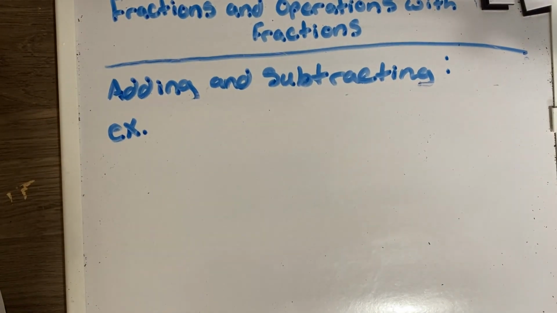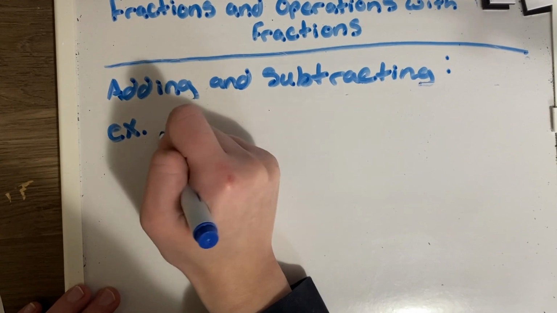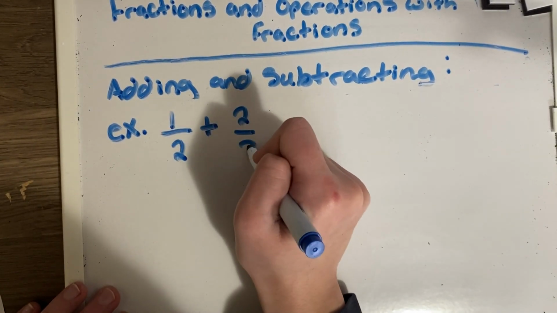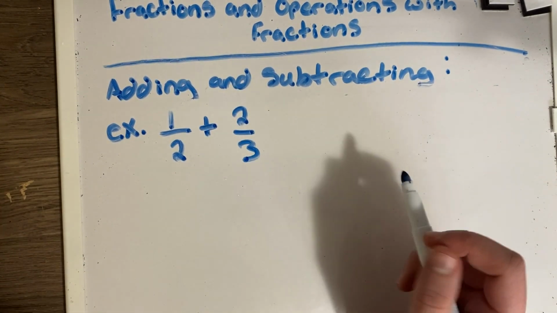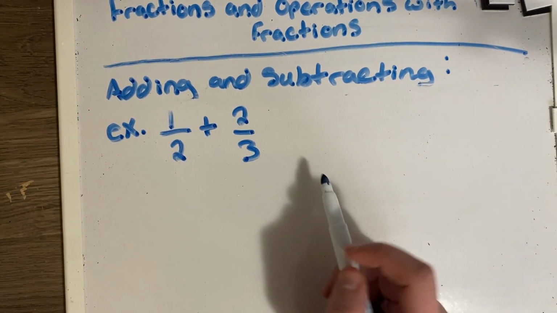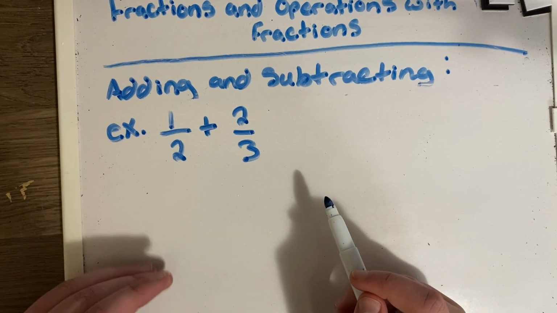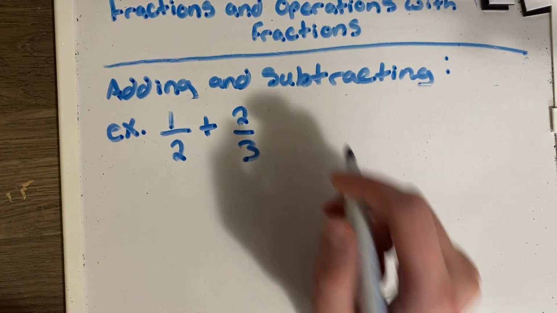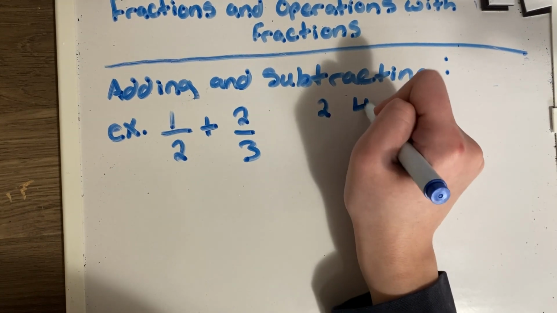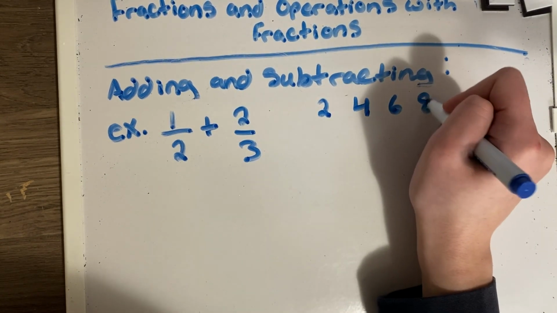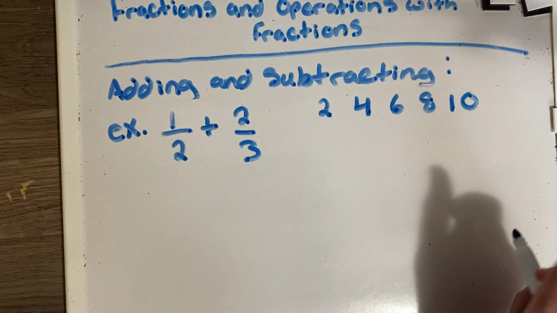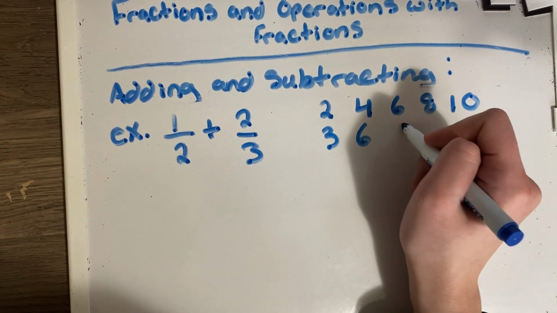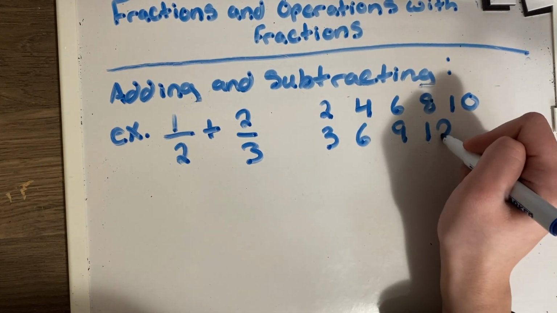So the first example that we're going to go over is 1 over 2 plus 2 over 3. Alright, so now again, the denominators aren't the same. So the denominator is the bottom number and the top number is the numerator. So we've got to consult our multiples of number line. So we've got 2, 4, 6, 8, 10. After you've done a couple, move on to the other denominators. We've got 3, 6, 9, 12.